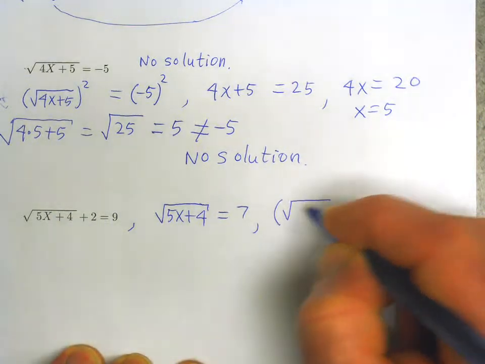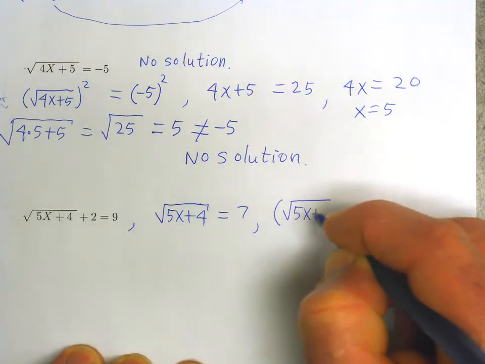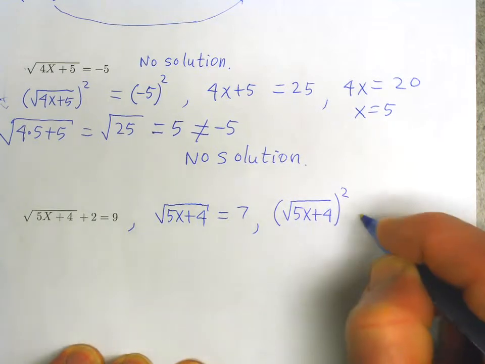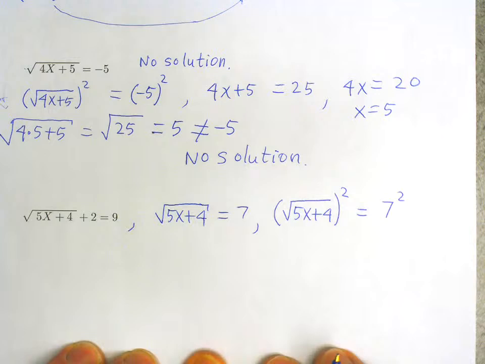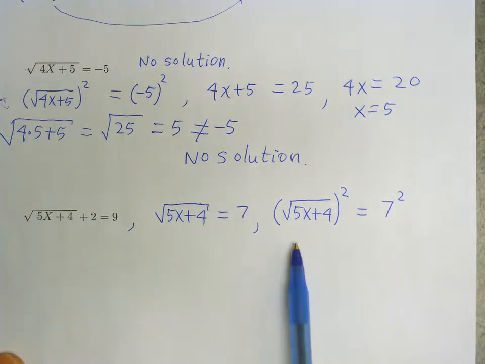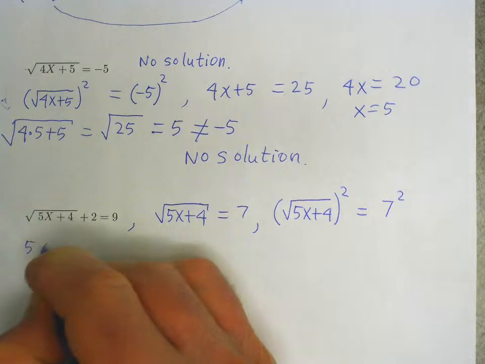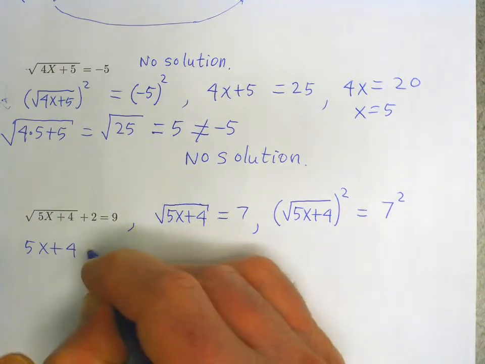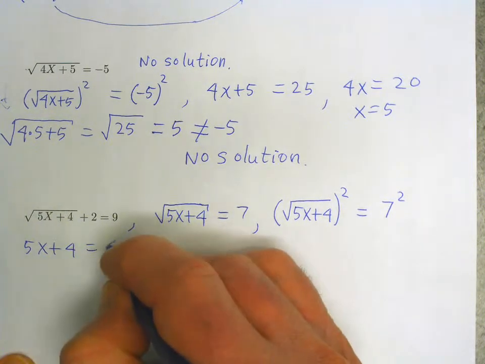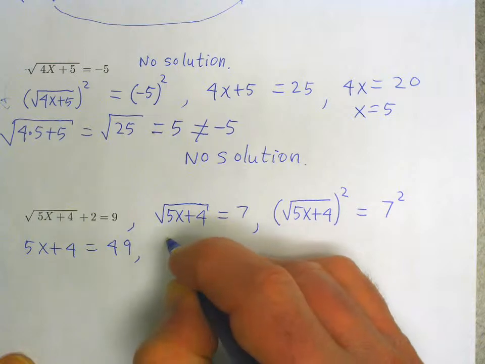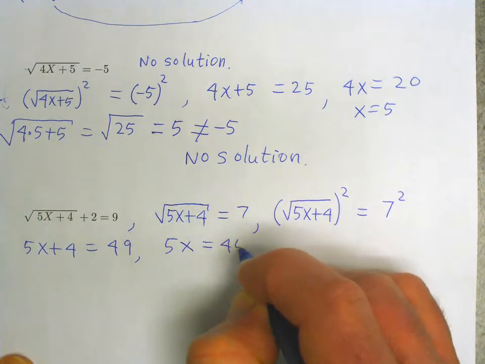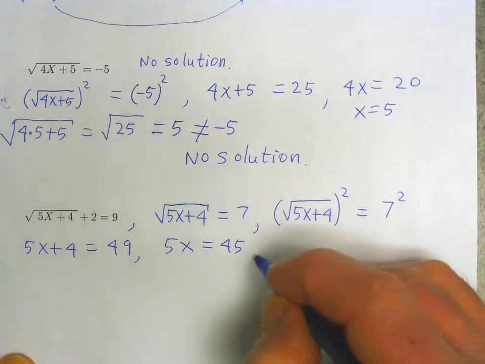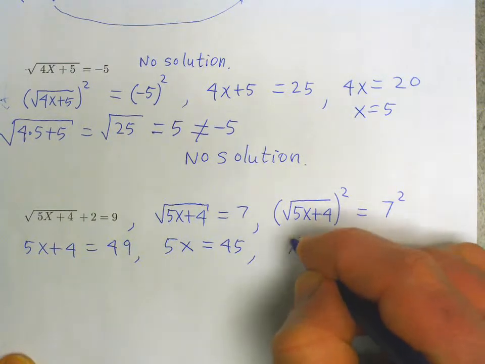So we square the square root of 5x plus 4, and we set that equal to 7 squared. When we square the square root of 5x plus 4, we just get 5x plus 4. 7 squared is 49. Subtract 4 from both sides. 5x is 45. And then divide both sides by 5, we get x equals 9.